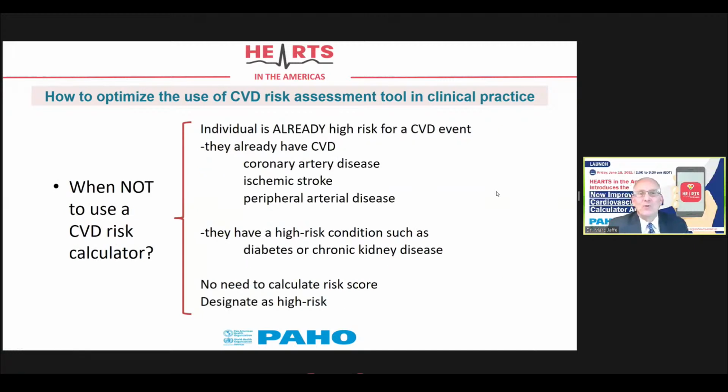So I think it's important to know when not to use a risk calculator. So here's sort of a practical tool. If someone is already high risk, then the beautiful thing about the calculator is that you don't need to use it. So you don't need to look at those little boxes, and you don't necessarily need to do a calculation, because people who are identified at high risk, we already know that they're at a high risk of either a first or secondary cardiovascular event.